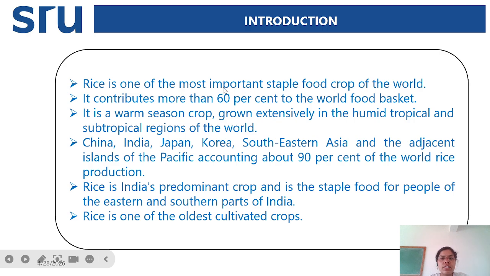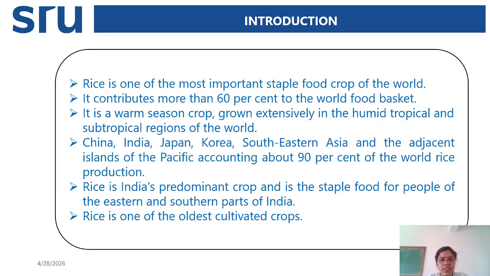of the world, and paddy contributes around 60% to the world food basket. Mostly it is a warm season crop, and it is grown extensively in humid tropical and subtropical regions of the world. Next, coming to distribution, it is grown in China, India, Japan, Korea, Southeastern Asia, and the adjacent islands of the Pacific. These countries contribute around 90% of the world rice production.